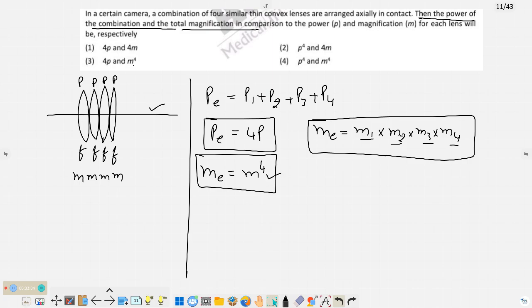The option is 4P comma m power 4. The first option is not correct, the second is no, the third option, 4P comma m power 4, is correct.